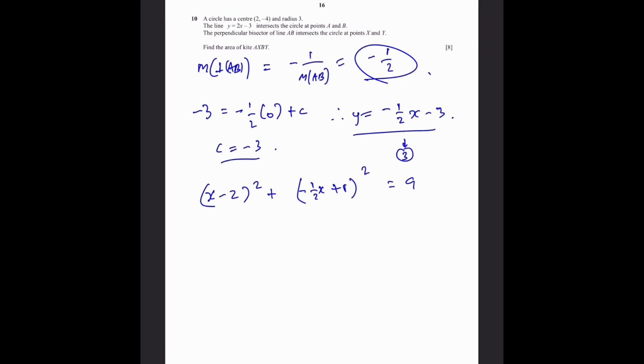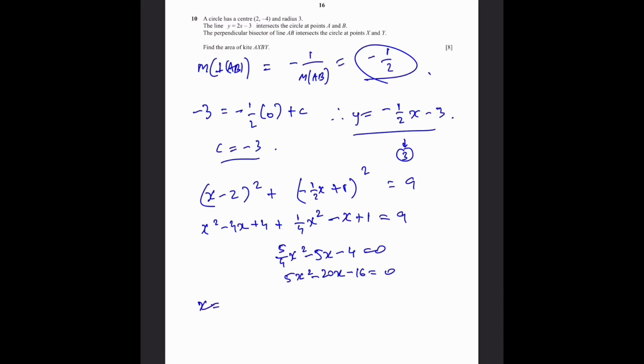And that means x squared minus 4x plus 4 plus 1 by 4 x squared minus x plus 1 is equal to 9. So when we do this, 5 by 4 x squared minus 5x minus 4 is equal to 0. So 5x squared minus 20x minus 16 is equal to 0. Now we can use the quadratic formula to solve this. x is equal to minus b plus or minus root of b squared minus 4ac, all over 2a.